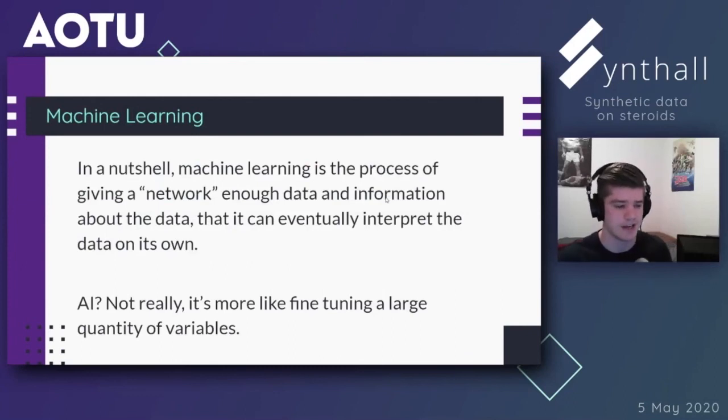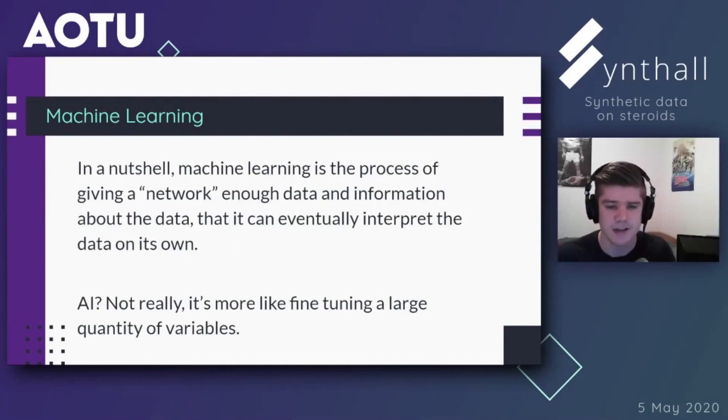Machine learning in a nutshell is the process of giving a network enough data and information about that data that it can eventually interpret the data on its own. So for example, if you wanted to recognize people in an image or cars in an image, you would give the network enough data of pictures of people, pictures of cars with those cars and people marked, and eventually, given enough time and given enough training, the network might be able to understand what a person is or what a car is in these scenarios.